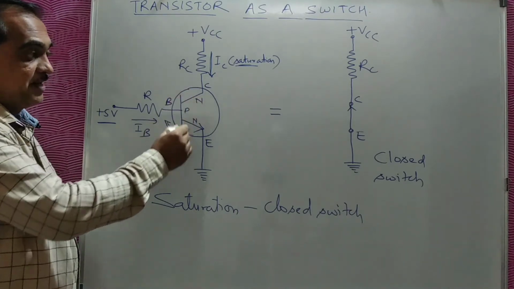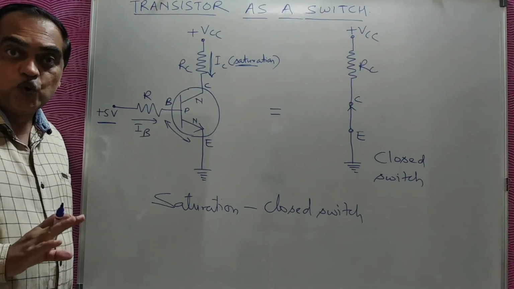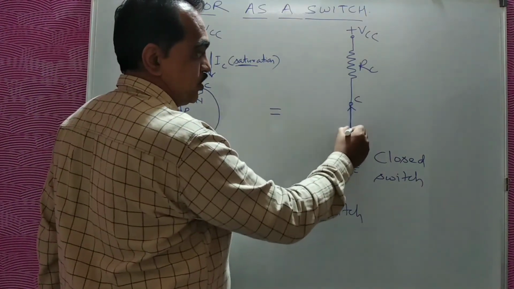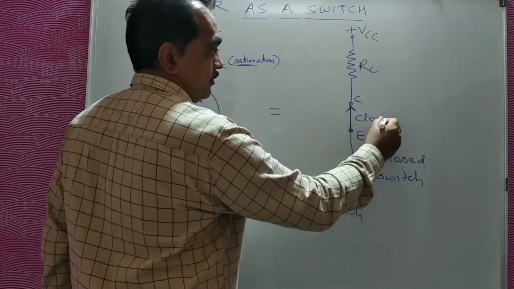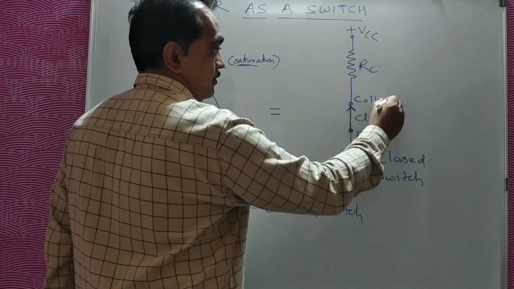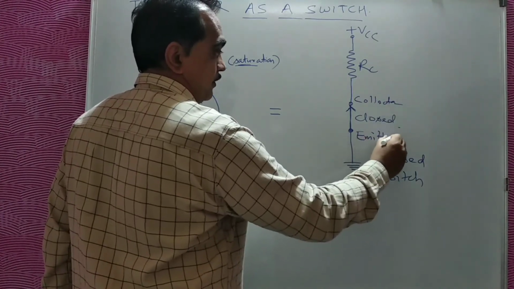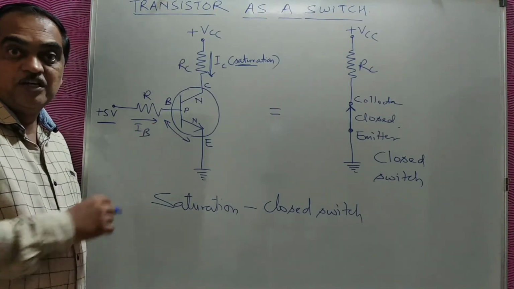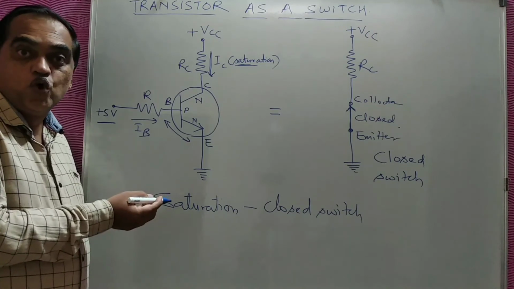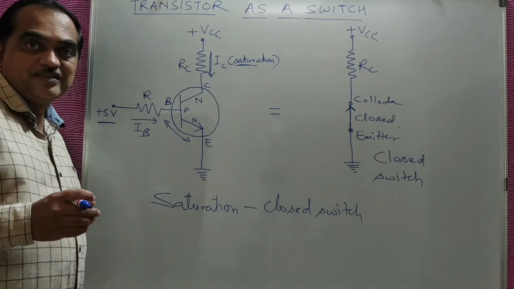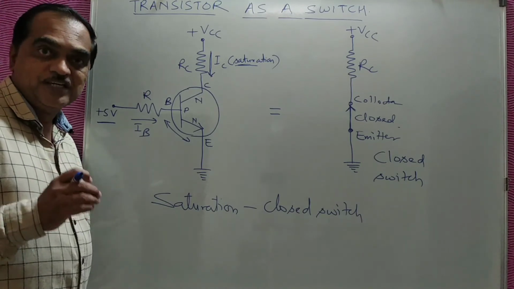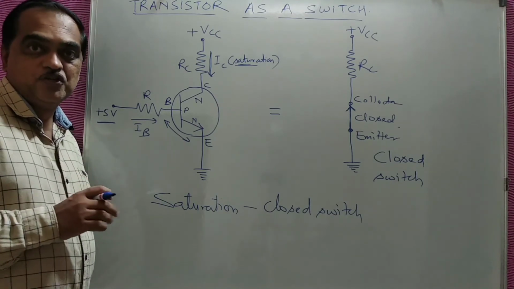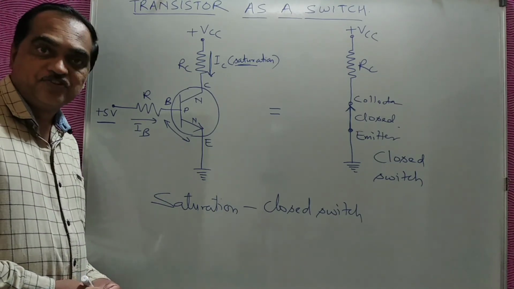Saturation means the collector and emitter are connected, they are not open. If you convert that diagram into an equivalent circuit, you can see this switch is closed between collector and emitter. So if you give the input as plus 5 volt, it acts as a closed switch. If you give the input as 0 volt, it acts as an open switch. In this way, the transistor can make or break a circuit. It can open or close. Hence we can say that the transistor is acting as a switch. This is the second application of the transistor, which is very important.